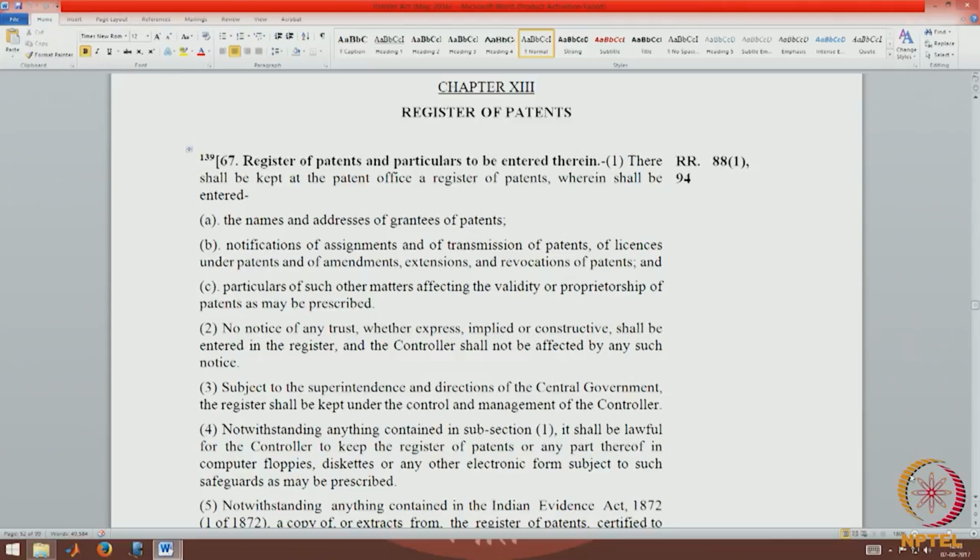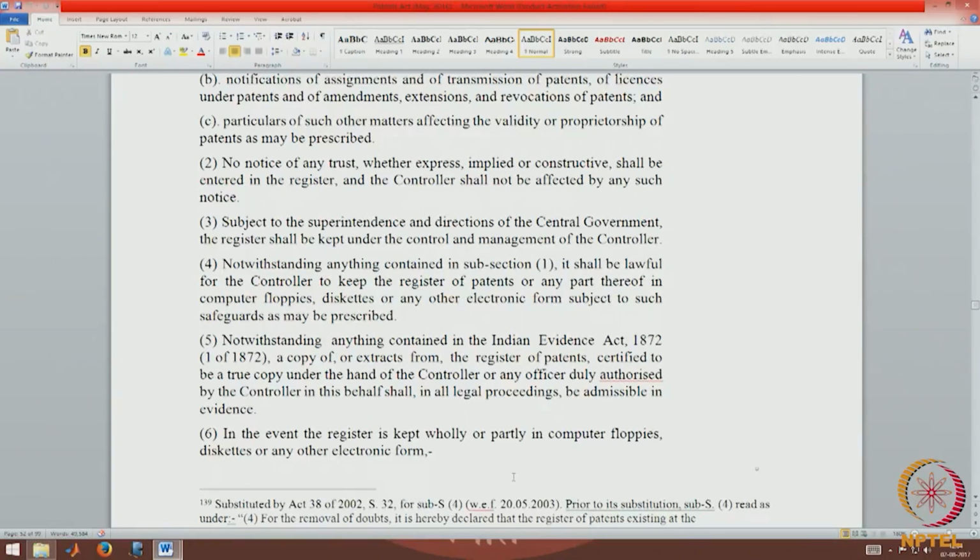Now, the register would not contain certain things. For instance, 67(2) tells us that no notice of any trust, whether express, implied or constructive, shall be entered in the register, and the controller shall not be affected by any such notice. Notice of trust, whether it is implied or constructive, will not be entered into the register. 3. Subject to superintendence and directions of the central government, the register shall be kept under the control and management of the controller. So, the controller is the one under whose custody the register is kept.